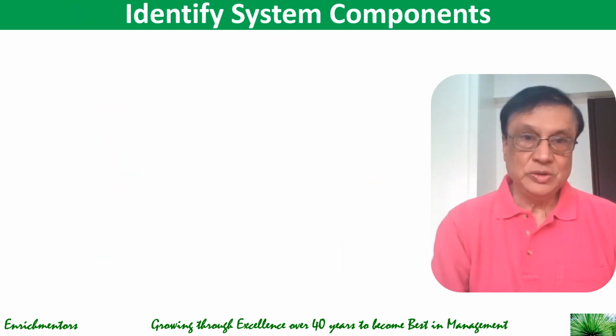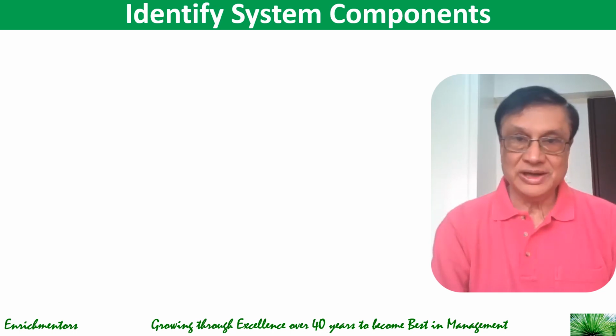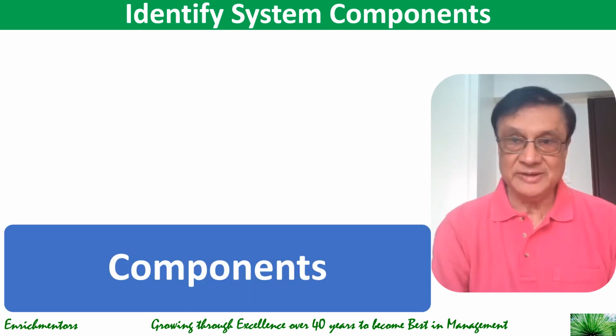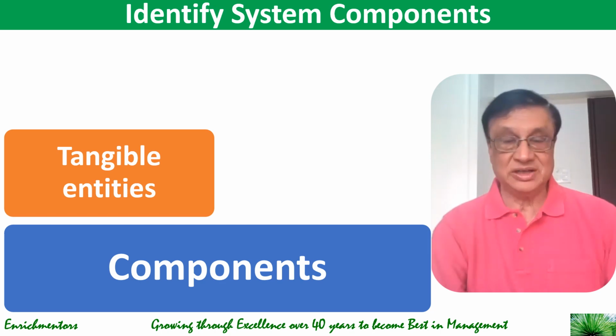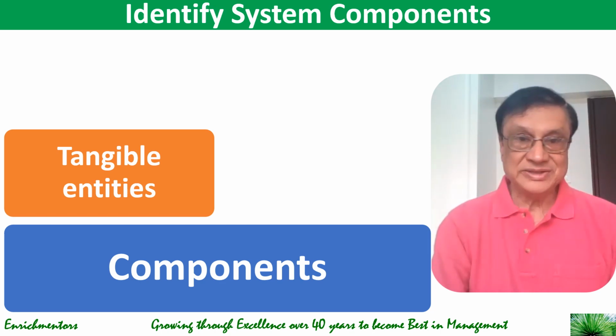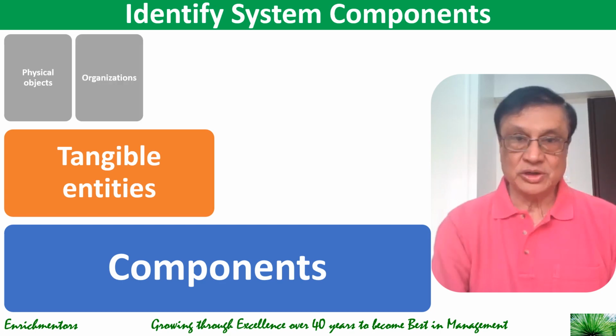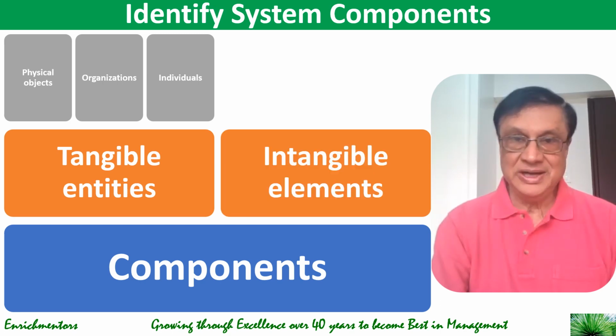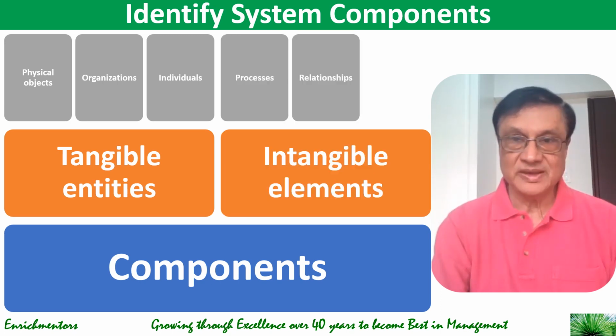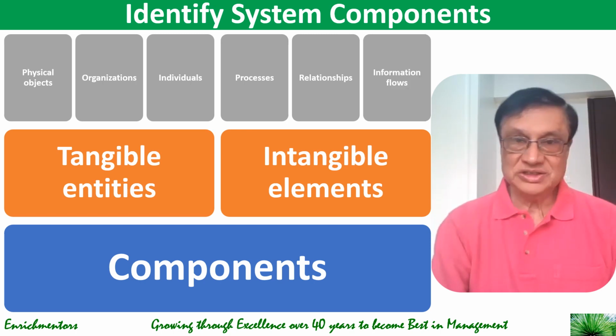You need to begin by understanding the components or elements that make up the system that you are studying. These could include, as we said in the last section, tangible entities like physical objects, organizations, and individuals, as well as intangible factors like processes, information flows, and relationships. We have covered this in a lot of detail, so I'm not going to spend more time on that. If you need, you can go back and look at the last section.